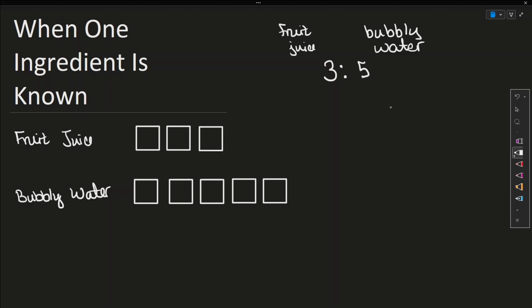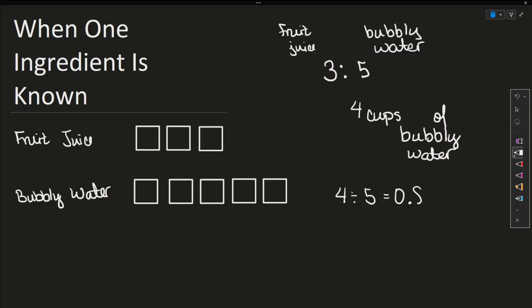For our first example, how much fruit juice is needed if we use 4 cups of bubbly water? Well, in this case, we have 5 pieces for the bubbly water, so we need to break that 4 into 5 equal pieces. When we do, we get 8/10, or 0.8. That tells us the size of every square in both the bubbly water and the fruit juice rows.